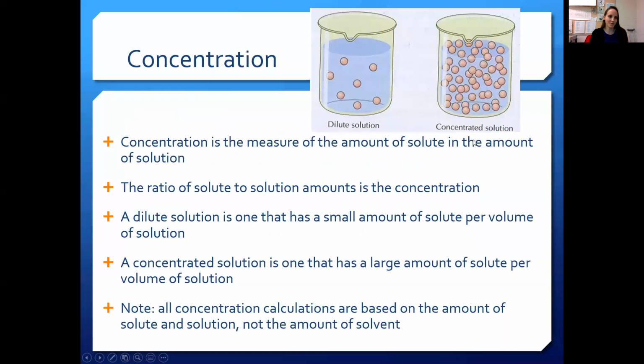So concentration is the measure of the amount of solute in a given amount of solution. Another way of saying that is that it's the ratio of solute to solution. If your solution is really dilute, that means you have a small amount of solute per your volume of solution. If it's really concentrated, then you would have a large amount of solute per your volume of solution. It is important to note that all of our concentration calculations are based on the amount of solute and solution, never the amount of solvent.